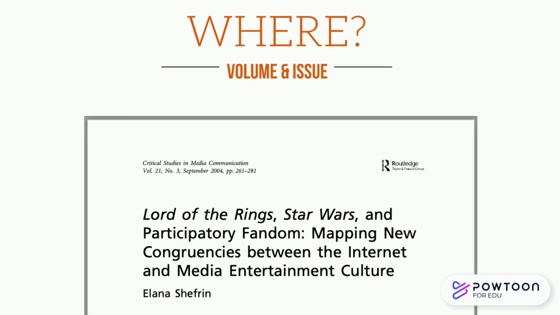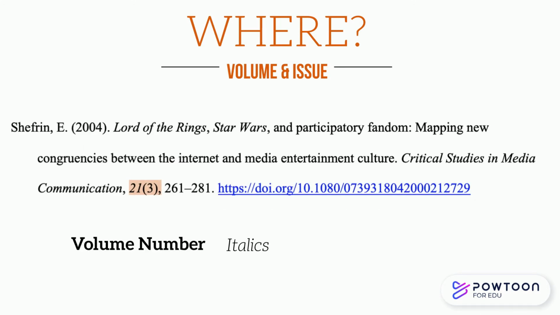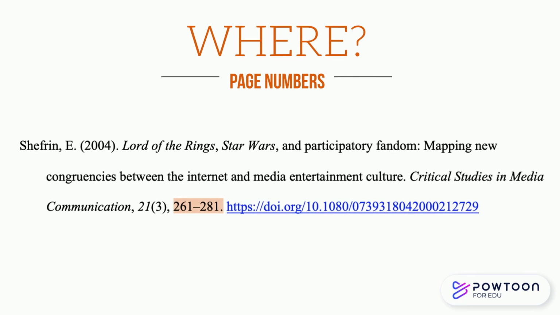Another element that is required for journals is the volume and issue number. These can usually be found where the date was listed and should be formatted with the volume number in italics and the issue number in parentheses. The volume and issue numbers are followed by the page numbers where the article is found. Sometimes there are no page numbers, so if this is the case, there's no need to add them.